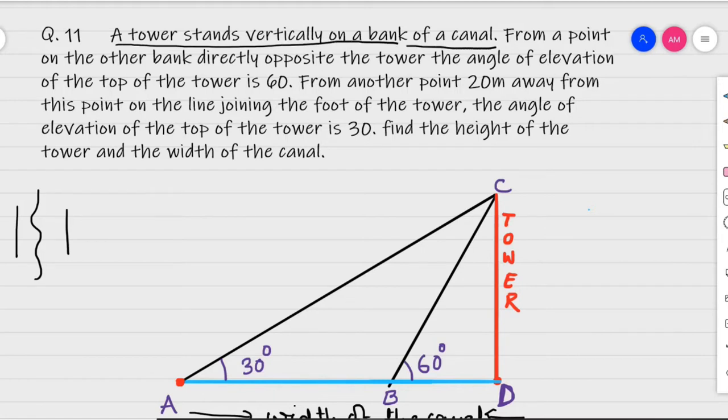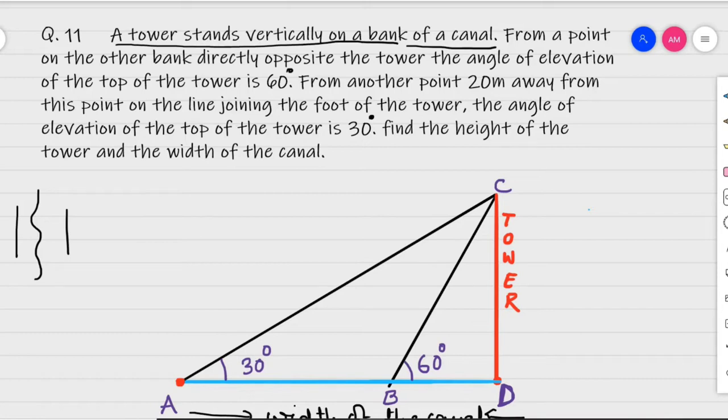Now, a tower stands vertically on the bank of a canal. On a canal, one tower is standing. From a point on the other bank directly opposite to the tower, the angle of elevation of the top of the tower is 60 degree. And from another point 20 meter away from this point on the line joining the foot of the tower, the angle of elevation of the top of the tower is 30 degree. Now find the height of the tower and the width of the canal.